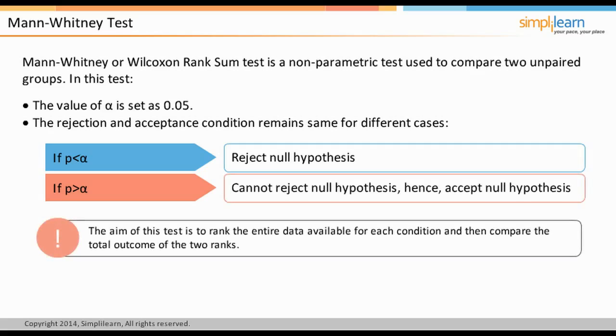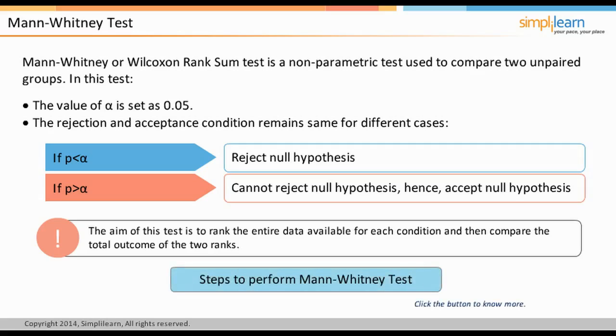The aim of this test is to rank the entire data available for each condition, and then compare the total outcome of the two ranks. Click the button to know the steps to perform the Mann-Whitney test.